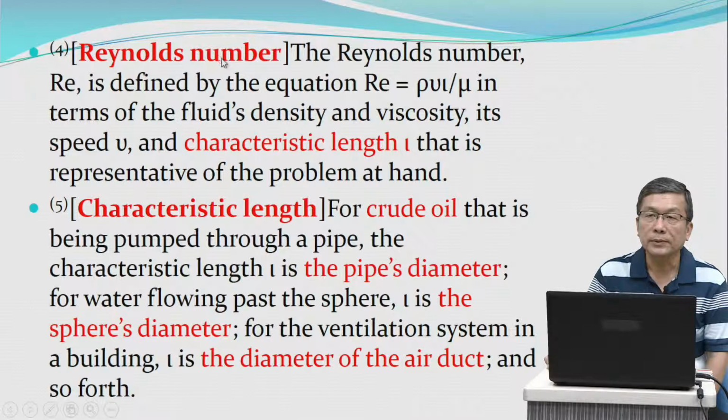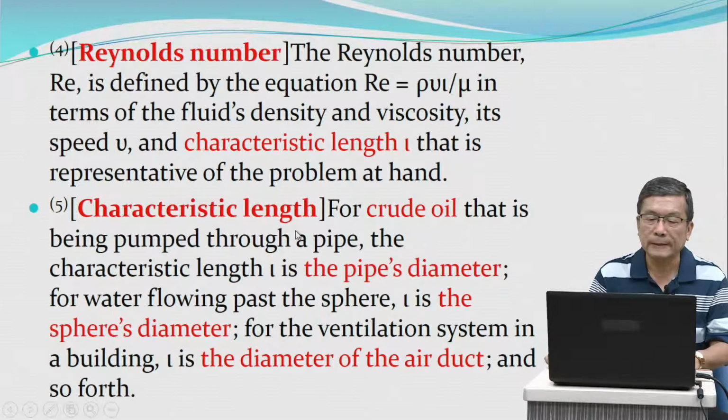The Reynolds number Re is defined by the equation Re = ρVL/μ, in terms of the fluid density and the viscosity, its speed, and the characteristic length that is representative of the problem at hand.